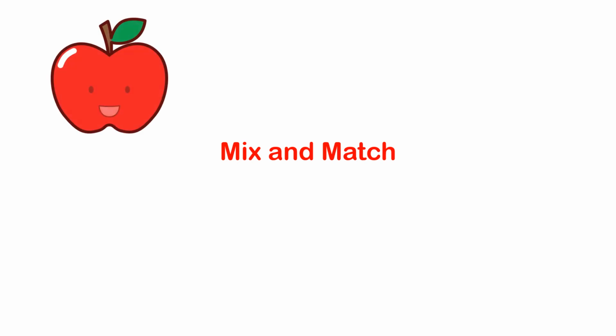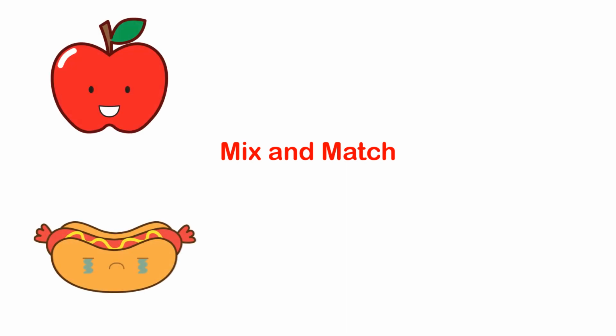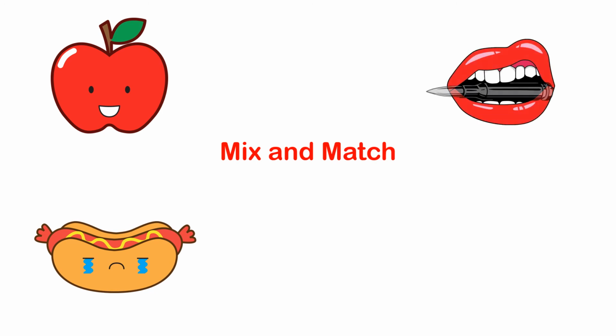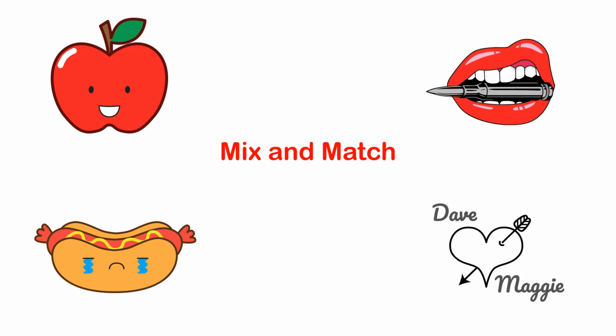In our HQLO Product Customizer, you can mix and match various elements together to create a new design. For examples, a happy apple, a crying hot dog, a mouth biting a bullet, Dave love Maggie, and many more. Give it a try. This concludes the tutorial. Are you ready to start designing?